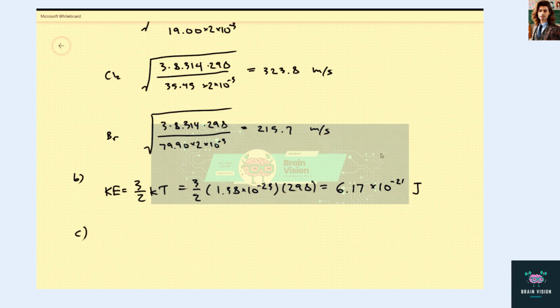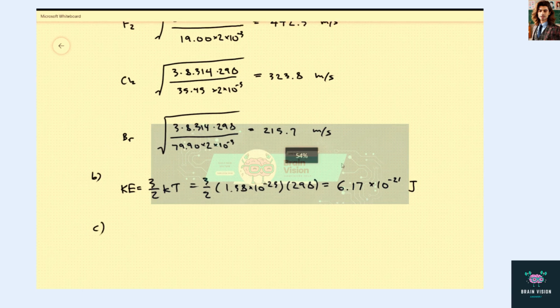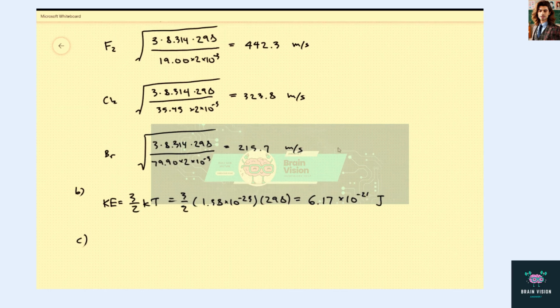Finally, for part C. We know from Graham's law that the rate of effusion is inversely proportional to molar mass. Oh, I forgot a 2 here. And this is backed up by the RMS velocities that we calculated. The larger the molecule, the slower it moves, so the slower it would effuse.